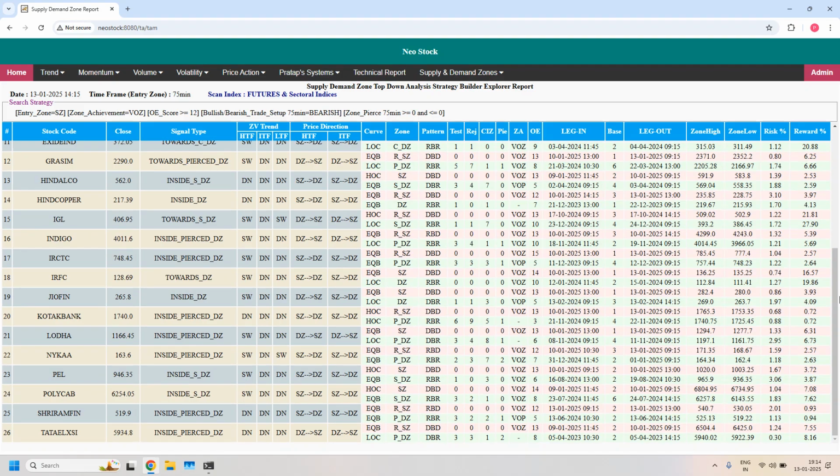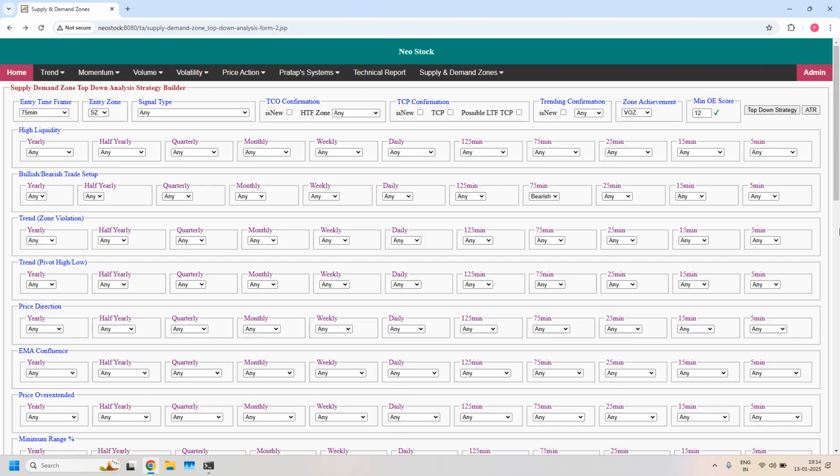Out of these 26, there could be some high probability parameter supported stocks based on high liquidity supply zones, the 75 minute supply zones. Apart from that, we can also further filter based on the zone confluence. First filter is LTF and ITF supply zone confluence.